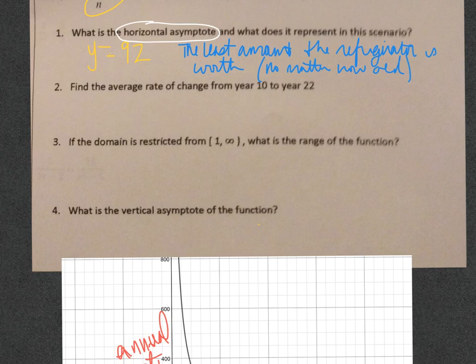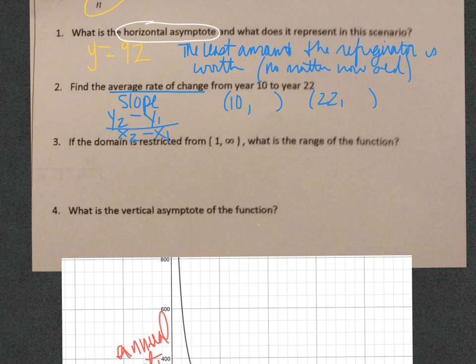All right, so you have to pardon my handwriting, but that says the least amount the refrigerator is worth, no matter how old. Find the average rate of change from year 10 to year 22. When I see average rate of change, I'm really hoping you guys think slope. By this point, we've done a lot with that, and you need to remember how to find slope. So we need to find points. These are two x values, so I need to know what the y value is. So 10 comma something, 22 comma something.